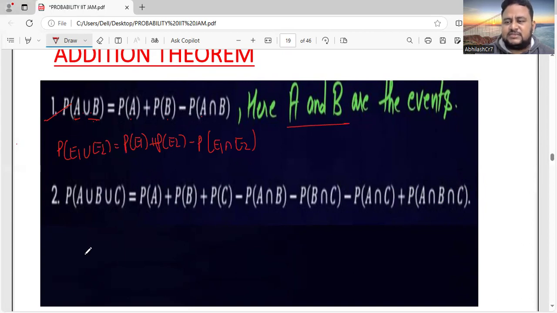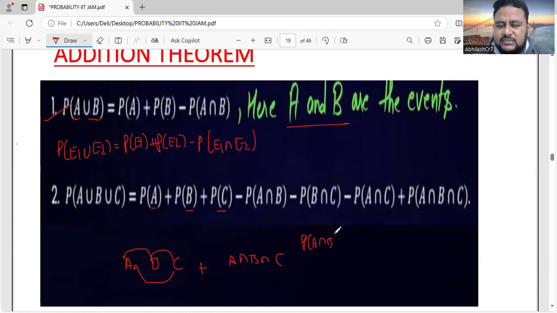When it comes to three events, A union B union C, the probability is the probability of A plus the probability of B plus the probability of C, minus the probabilities of A intersection B, B intersection C, and C intersection A, plus the probability of A intersection B intersection C. One thing you must understand here: the probability of A intersection B is the same as the probability of B intersection A, and the probability of A intersection C is the same as the probability of C intersection A.